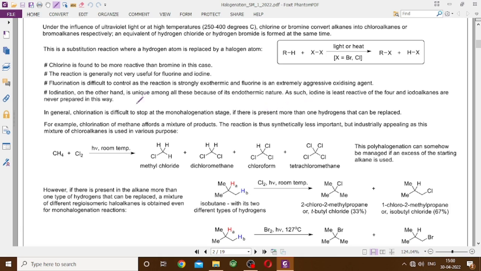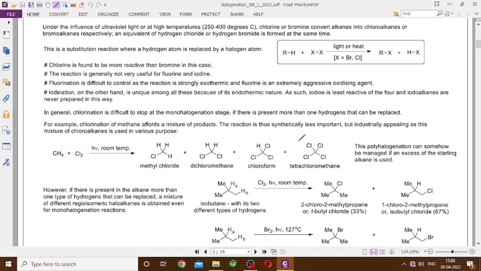For example, take the chlorination of methane. When you do this at room temperature by mixing methane and chlorine and trigger the reaction photochemically, then you will get methyl chloride where one hydrogen is replaced by chlorine. You will also get dichloromethane, you will also get chloroform, you will also get tetrachloromethane. So all this mixture of polyhalogenated compounds you will get. And this is synthetically a nightmare because if you are looking to synthesize only methyl chloride, then you have to separate your desired target molecule from the rest of the junk.